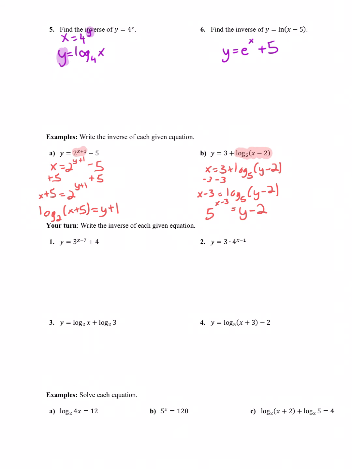And then now we have this y plus 1. I still have to get y by itself here. So I'm going to subtract 1 from both sides. And then over here to get y by itself, I have to add 2 to both sides.